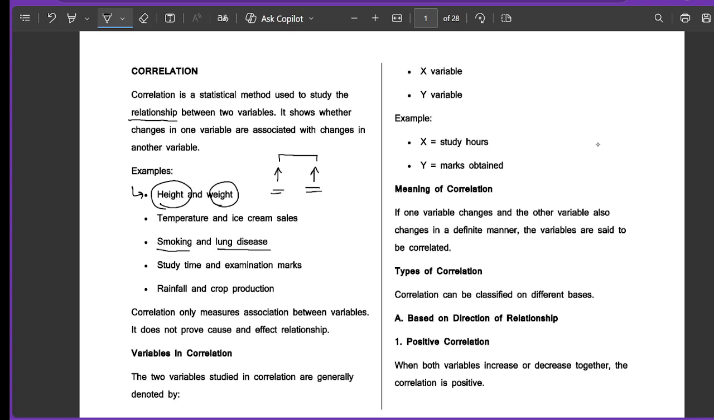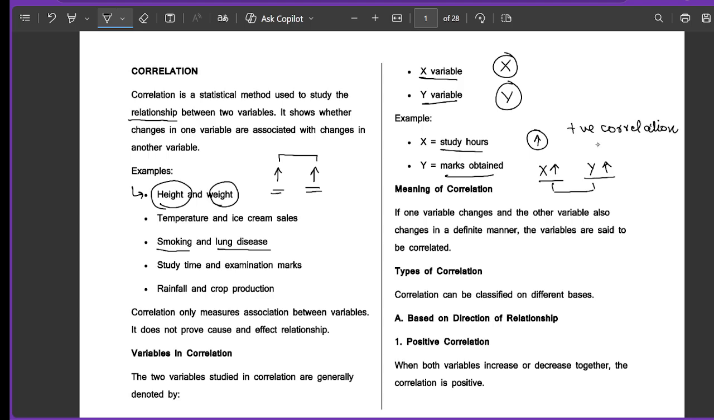If we assume two variables, generally we designate letters for the variables, let the letters be x and y. Let's consider x to be the study hours and y to be the marks obtained. If the study hours are increasing, meaning x is increasing, then with time y also has to increase. If both of them are increasing together, we say that there is a positive correlation between them.